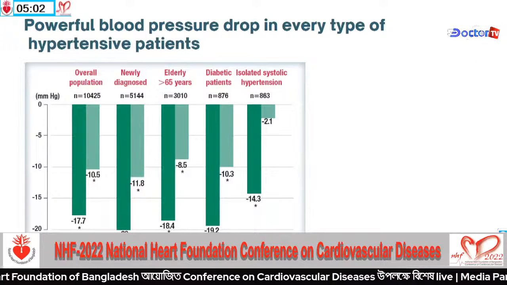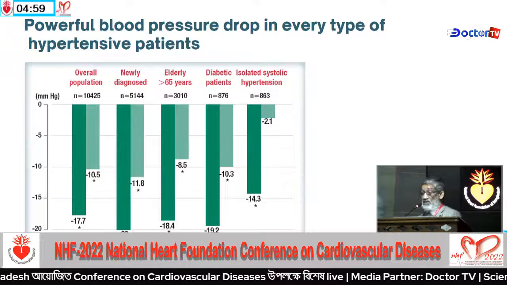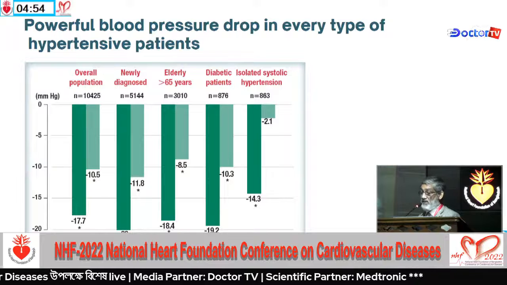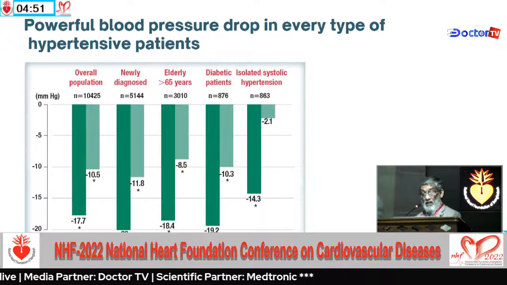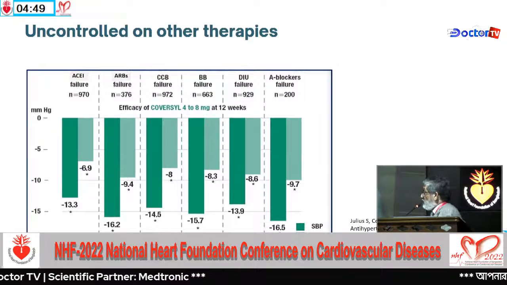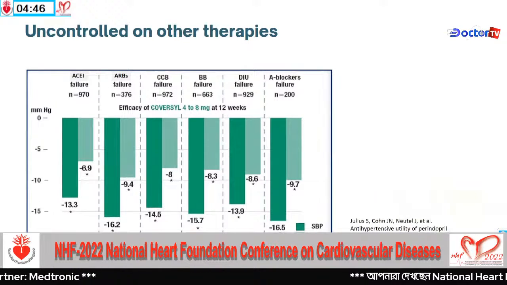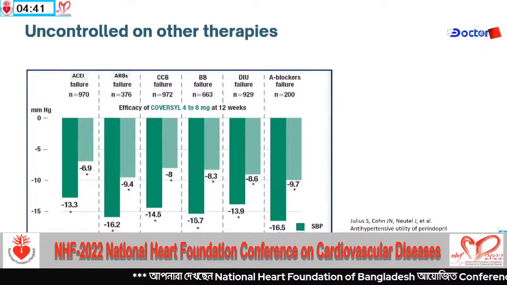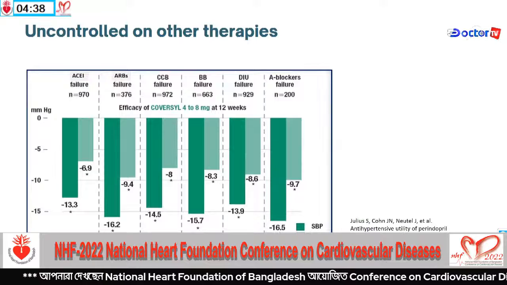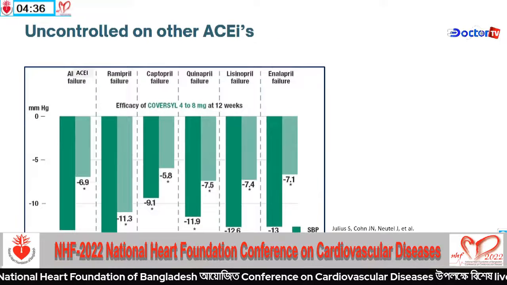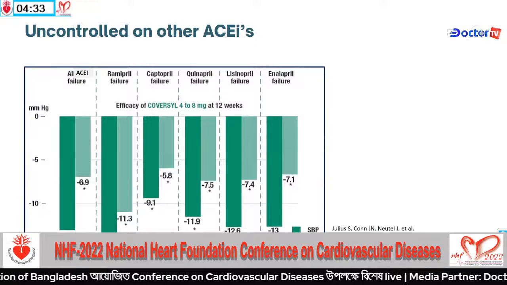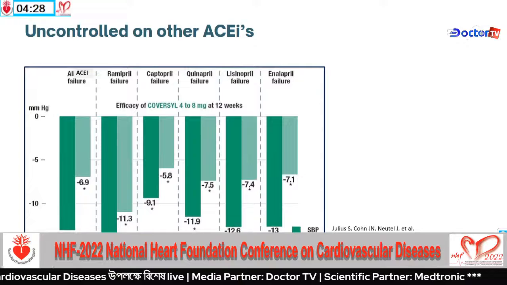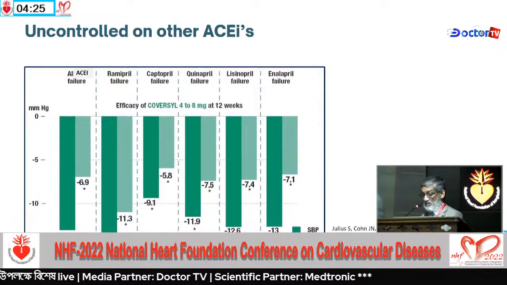And in all of them, perindopril, the ACE inhibitor, has shown a significant, almost double digit, systolic and diastolic blood pressure reduction. And compared to other drugs of hypertensive treatment, perindopril and ACE inhibitors as a whole give a better result in terms of systolic and diastolic blood pressure reduction. Compared to other ACE inhibitors in the market, perindopril again gives an impressive, significant benefit when those drugs fail to control blood pressure to target level.